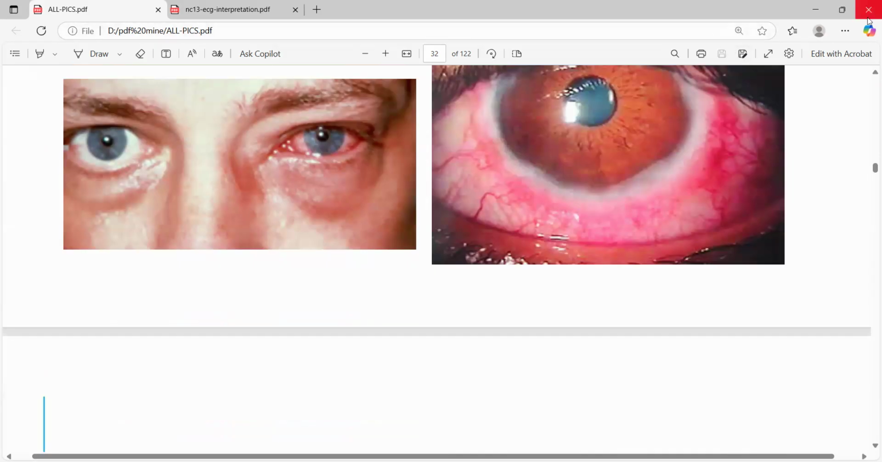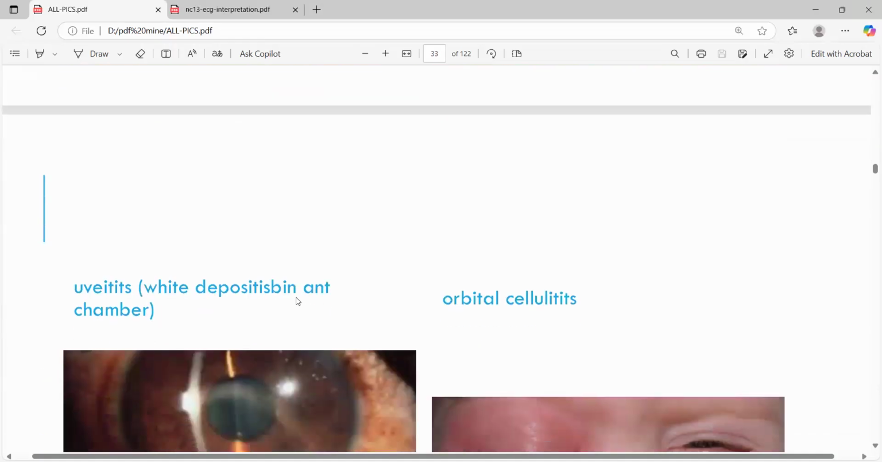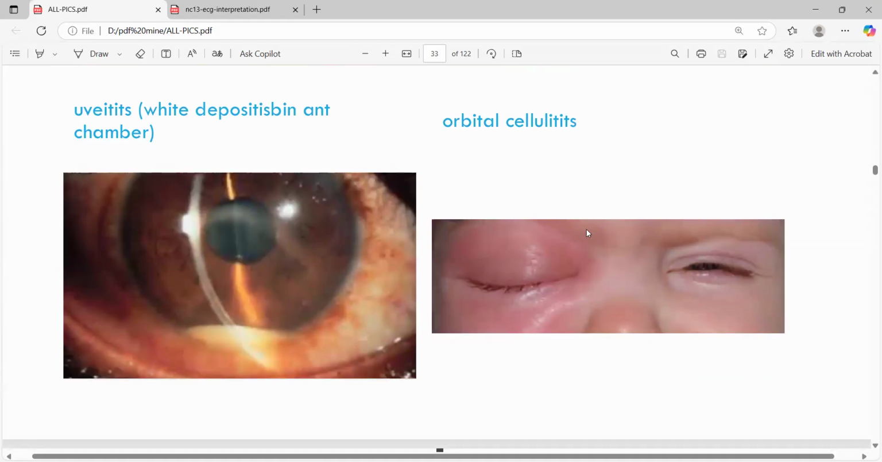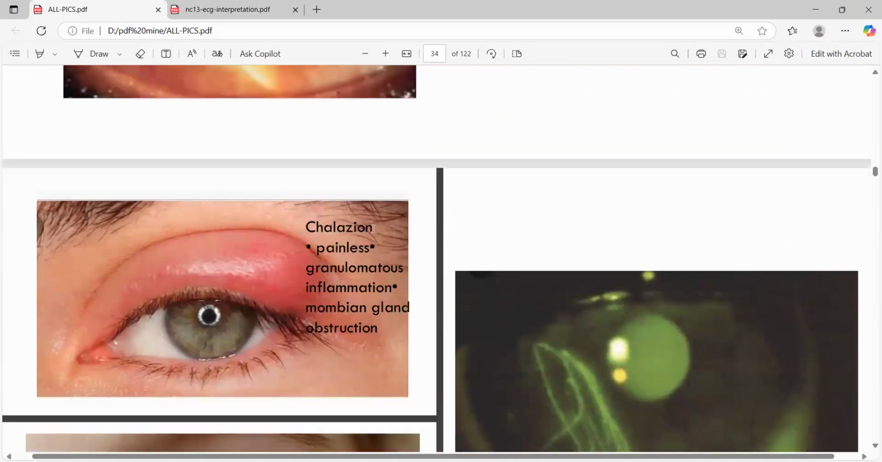I just put it here because, picture-wise, according to the eyes, they can show you a picture and ask you. Then this is a uveitis. Then this is orbital cellulitis. Orbital cellulitis and periorbital cellulitis are both important because they can present in the scenario.